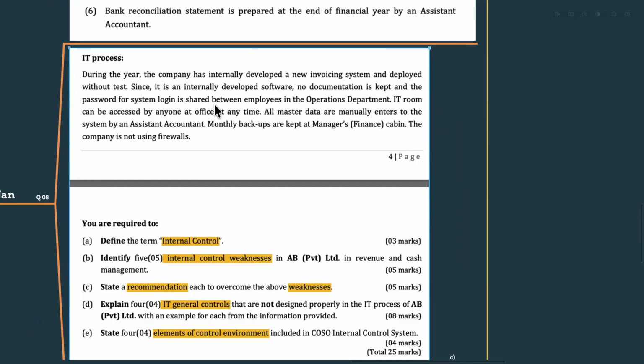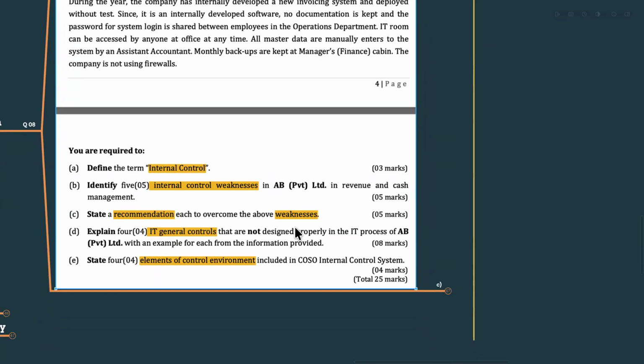And the password for the system login is shared between employees in the operation department. So everyone can log in. There's no authorization control. The IT room can be accessed by anyone at the office. Again, a problem with access. All master data are manually entered into the system by an assistant accountant. There are no prevention controls to prevent anyone from changing master files. Monthly backups are kept in the manager's cabin. The company is not using a firewall system, so there is a risk of cyber attack.